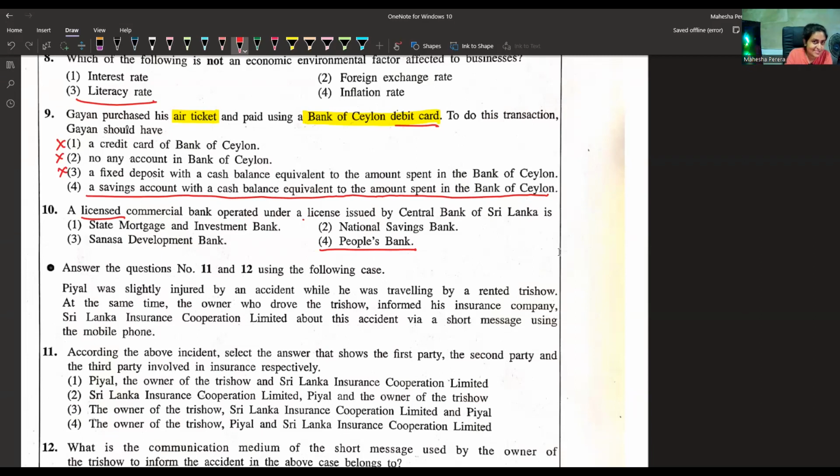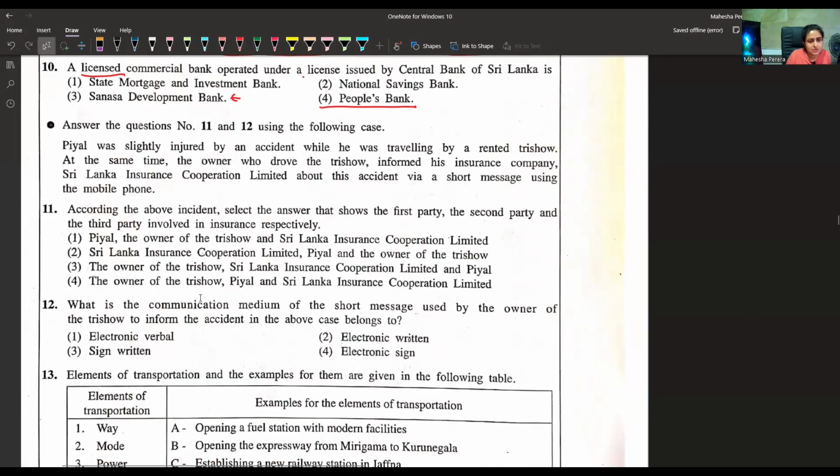What is Sanasa Development Bank? This is actually private sector. Definitely private sector. This is not government. Non-commercial. It's an obvious answer. People's Bank. Okay. Right.